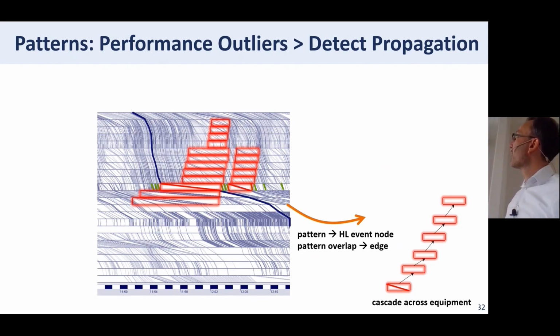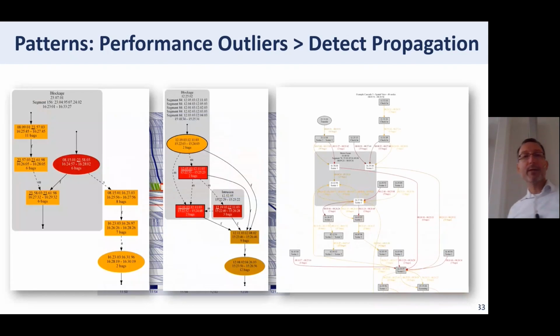And then whenever these patterns overlap in time, right? So that you see the overlap in time, but also they connect to each other because they connect on a physical segment. Then we draw an edge. Then we can get these paths or graphs, and can enrich this with further information. So these are these kind of outlier cascades that we can detect.